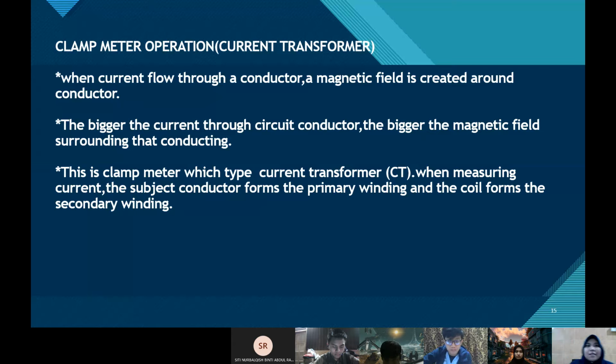Next, a CT is used to make a secondary current in its secondary winding, which corresponds to the primary current being measured in its primary winding through a magnetic medium. The current in the circuit moving through it generates its own magnetic field that surrounds the conductor. This AC magnetic field can produce voltage and resulting current flow in the coil of the clamp meter.